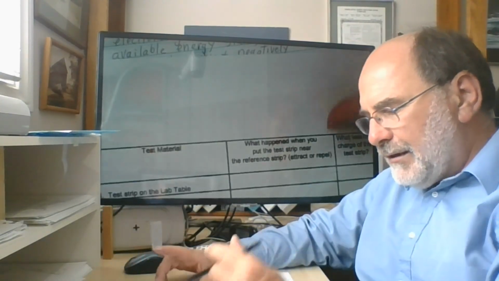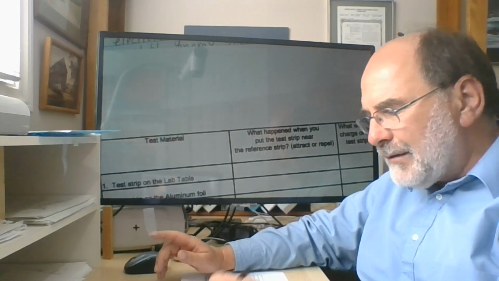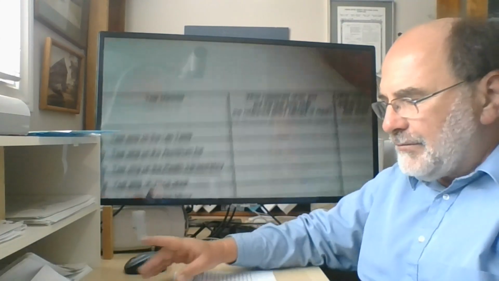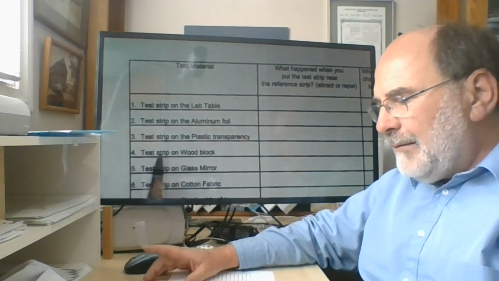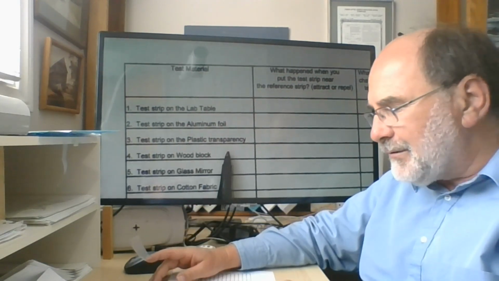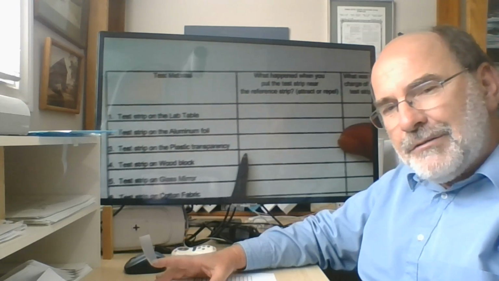Let's see. In this example, which I could do for you, it says, when I put the test strip on plastic, which is number 3 here, which I have to rearrange, you can actually see number 3. Test strip on plastic, it says transparency, you don't have one, you can use a plastic ruler. What happens when you put the test strip near the reference strip? Did they attract or did they repel?